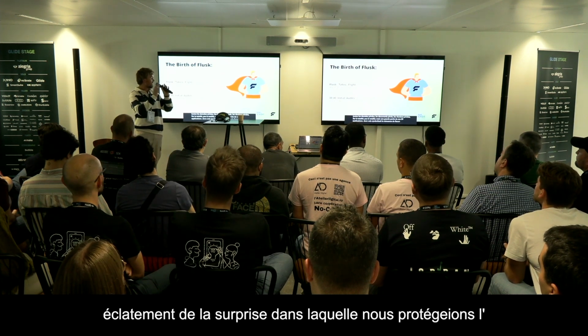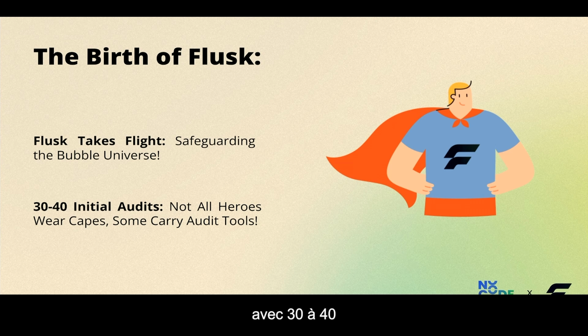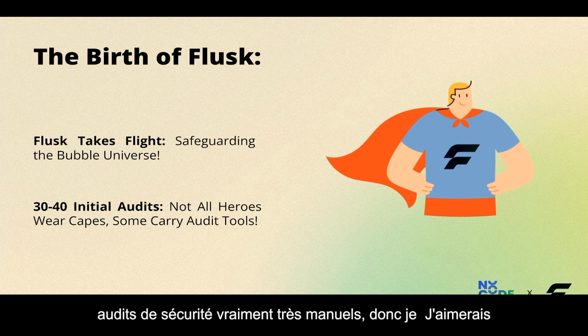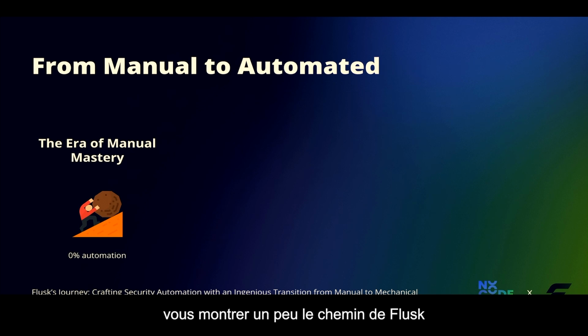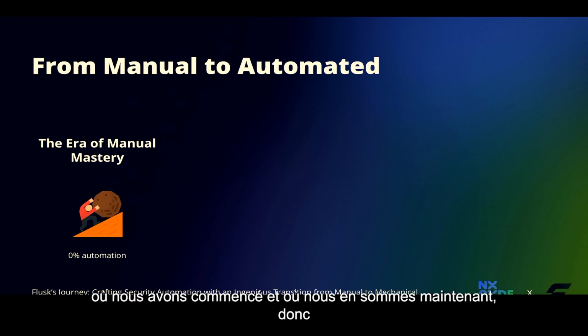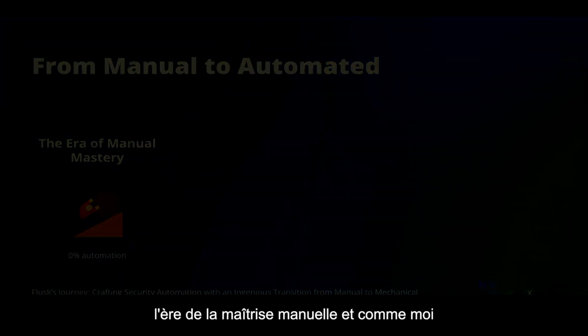We were safeguarding the Bubble universe, and we started doing this with 30 to 40 really manual security audits, right? So I'd like to show you a little bit the path of Flusk, where we started and where we are now. So this is Victor, really hard working with 0% of automation, doing security audits. It was really hard, right? This represents the era of manual mastery.